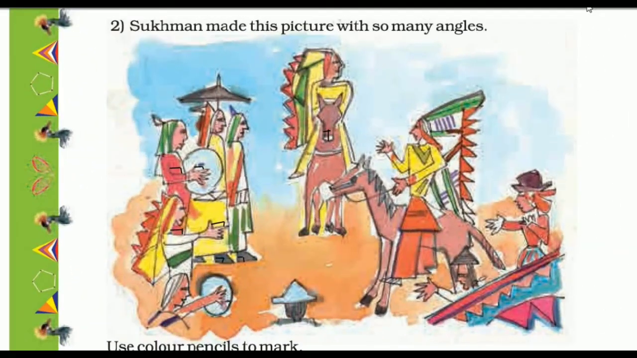Here on page number 22, second question. Sukhman made this picture with so many angles. Use color pencils to mark right angles with black color. So first we mark the right angle with black color. So children, you should do it also with your black pen or black pencil in your textbook. So I am showing here, you do this.